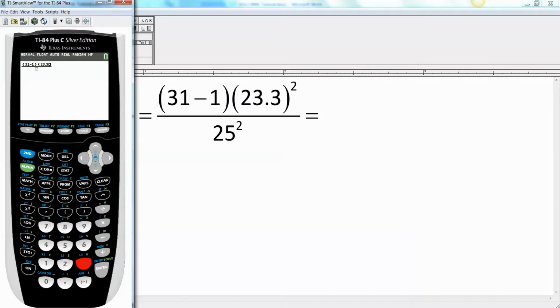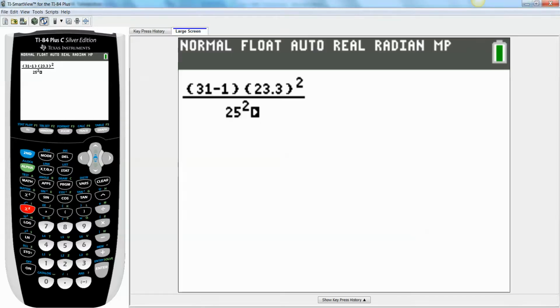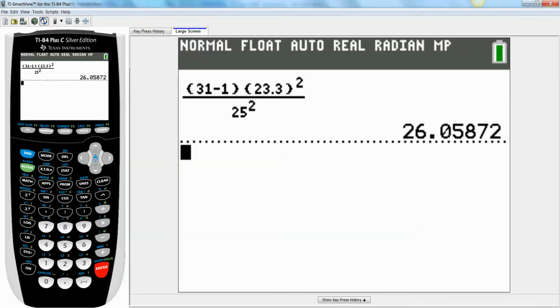I know it's really tiny, but I'll bring the other screen up in a second. So 23.3, close parentheses, squared. You can actually hit the little x squared button right here. Then I hit the down arrow to get down to the bottom, and 25 squared. So let me show you what it looks like. It looks just like what it did on the page. Nice, huh? Really crafty.